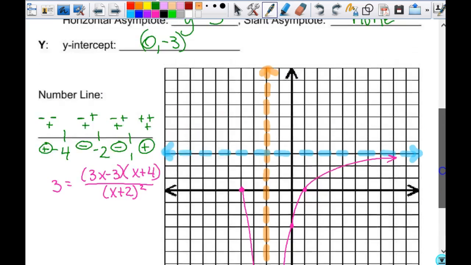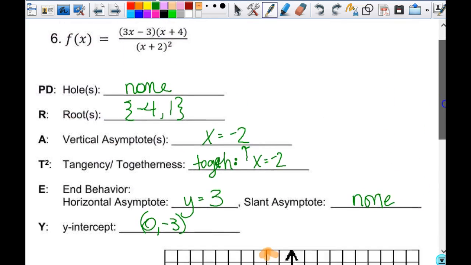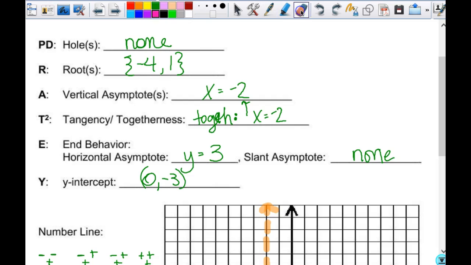All right, so this is number 6, on part 2 of the notes. We had gone through, and this is really bothering me. What this said, you really couldn't read because I messed up on it. It was together, because we were looking for tangency and togetherness. Together at the vertical asymptote of x equals -2, right? So that's where your togetherness was. There was no tangency there.